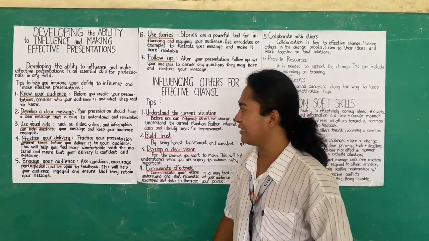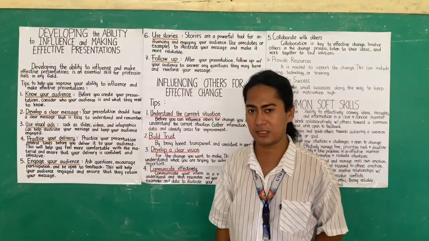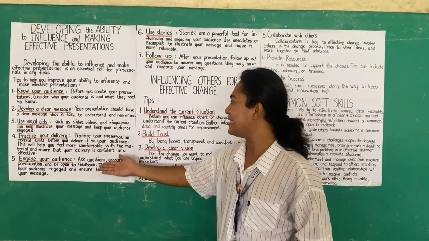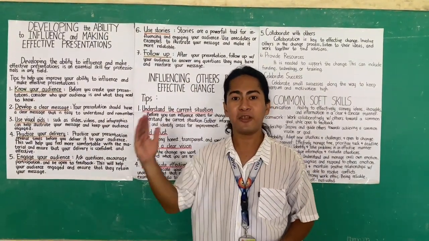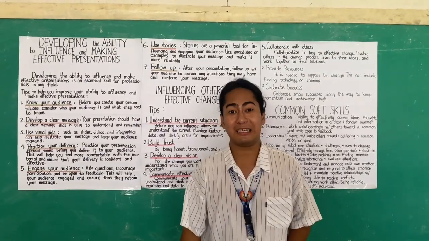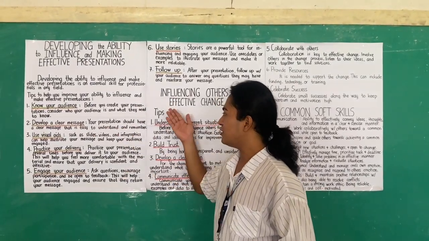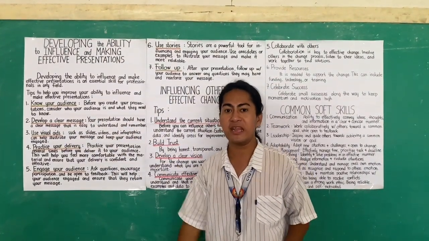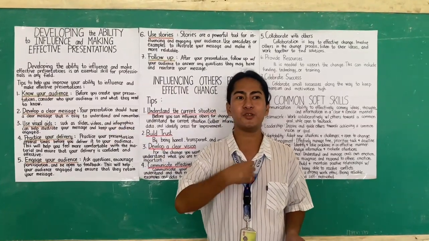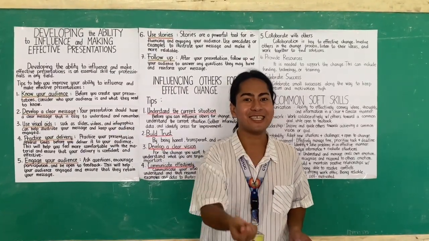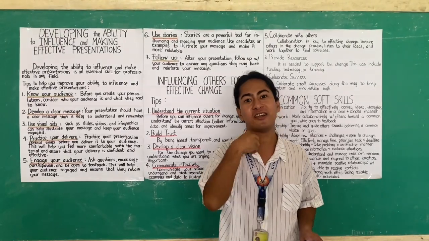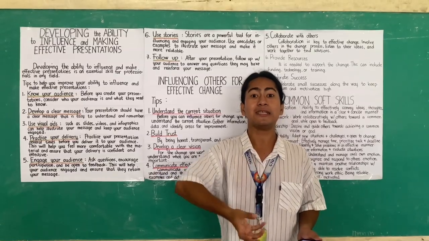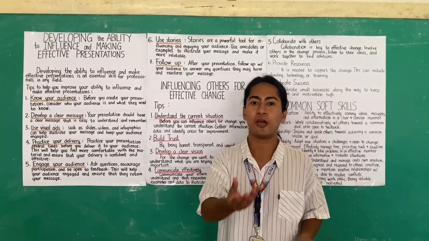The next one is develop a clear message. Your presentation should have a clear message that is easy to understand and remember. In this part, you are going to share an idea that they can easily catch up with. For example, you share a story or your experience, so that they will easily understand and easily catch up with what you say.